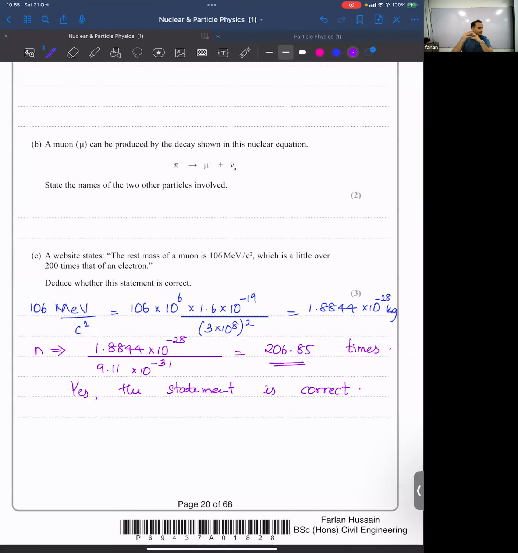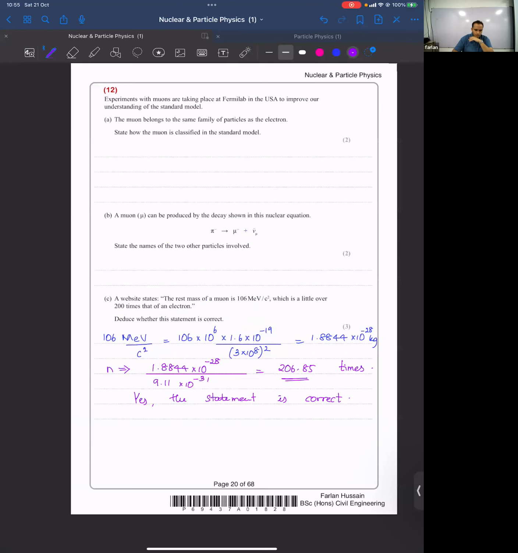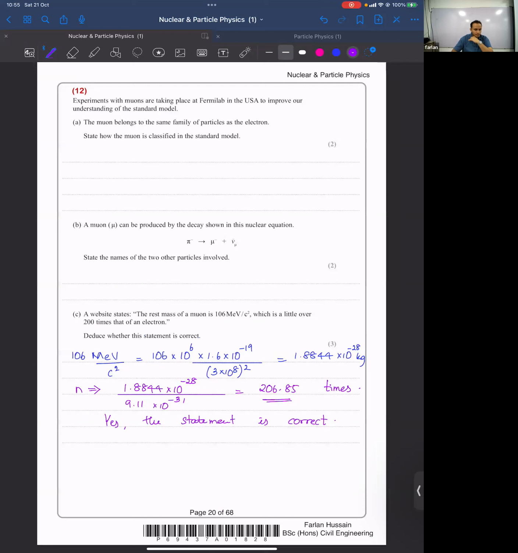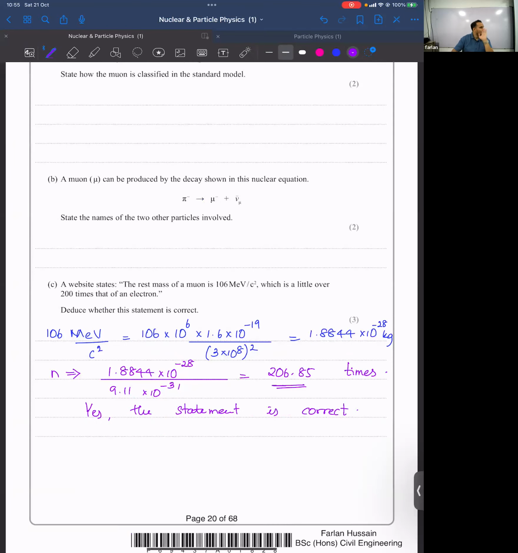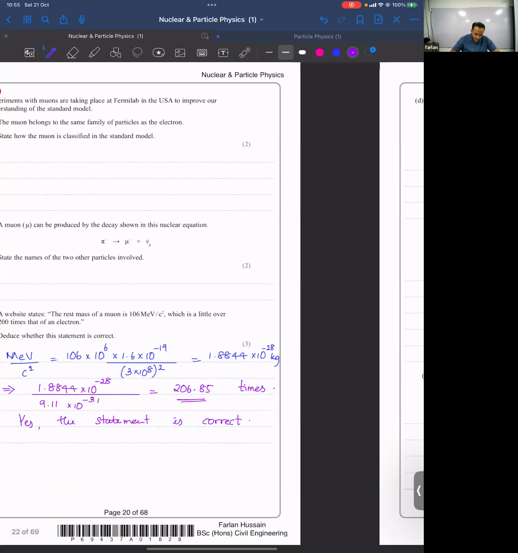Okay. Any questions, anyone? So you can convert mega electron volts over c square or giga electron volts over c square to kilograms. If you want by any chance to convert kilograms back to this, you have to follow the reverse procedure. Correct?